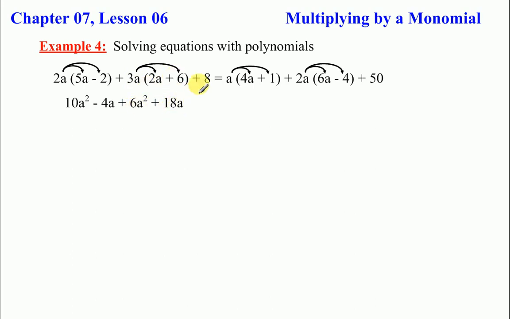plus 18a, and then carry down the 8 because we're not doing anything with that, is equal to 4a squared plus a times 1 is a, or 1a, plus 2a times 6a is 12a squared minus 2a times negative 4 minus 8a, and then carry down the plus 50.